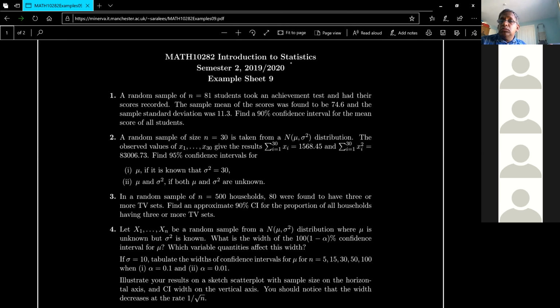Hello guys, if you're just joining us, we are doing question 2 from sheet 9.